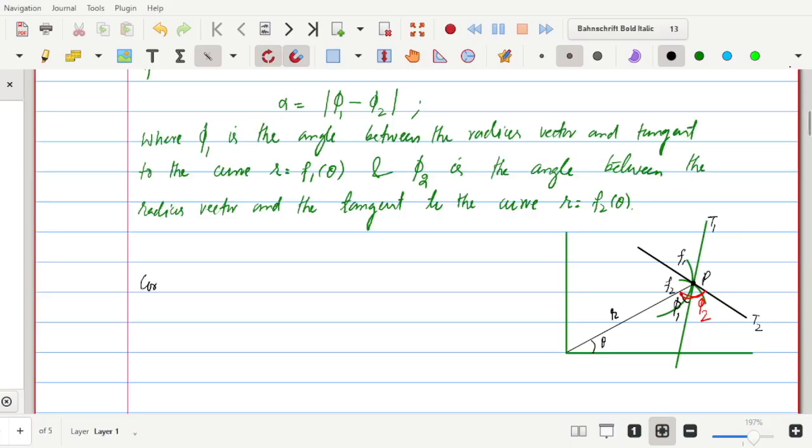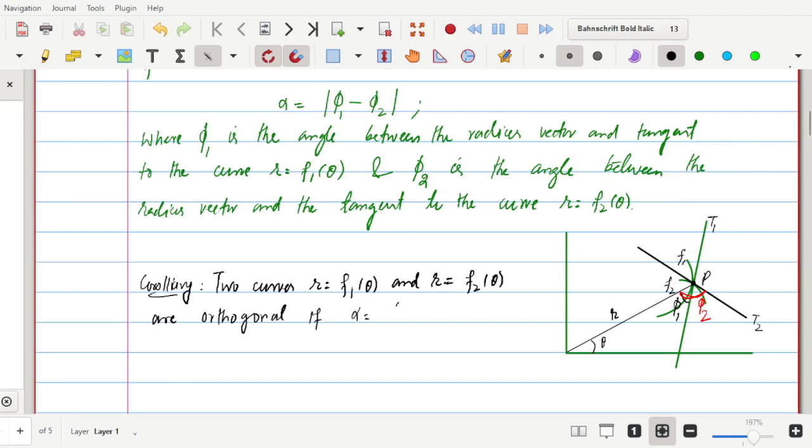Now here we have one corollary. Two curves, suppose r is equal to f1 of theta and r equal to f2 of theta, are orthogonal, or we can say perpendicular, if this alpha is equal to pi by 2. That means the angle between these two curves is equal to 90 degrees. Now here we shall try to draw a condition so that two curves are orthogonal.